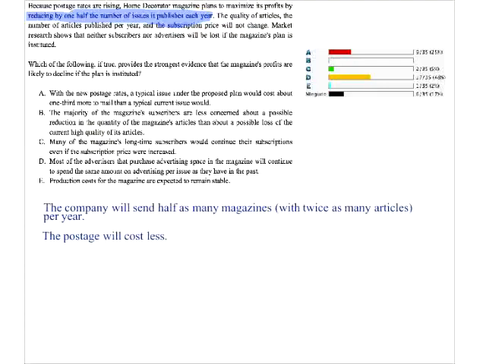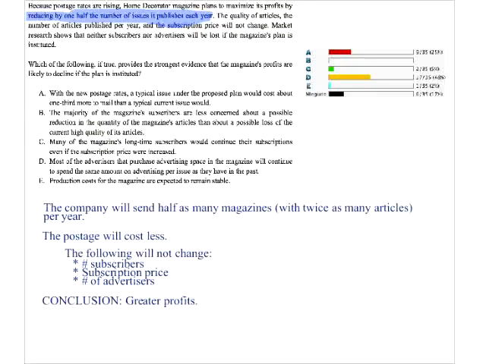Therefore, the conclusion is that the subscriptions will be the same. So the following will not change: the number of subscribers, the subscription price, and the number of advertisers. So the conclusion is that they will have greater profits.